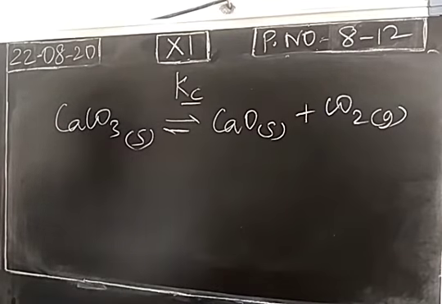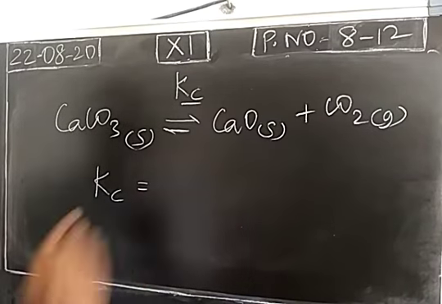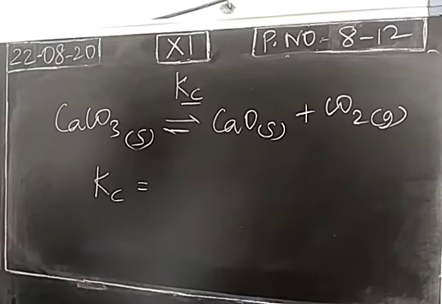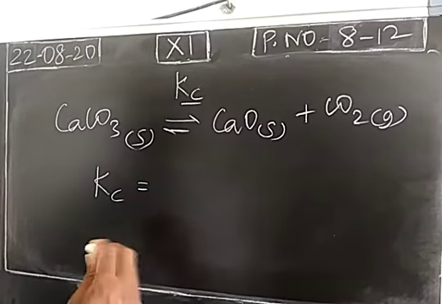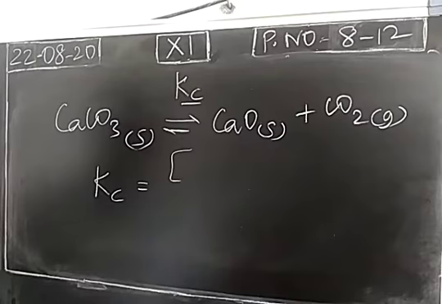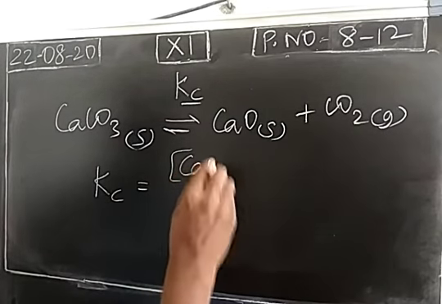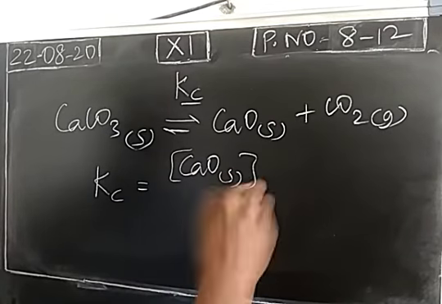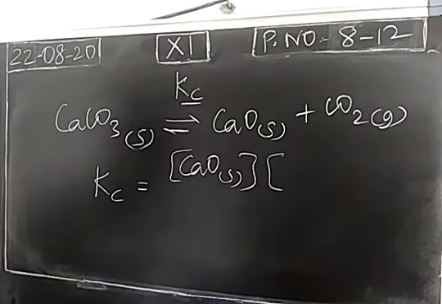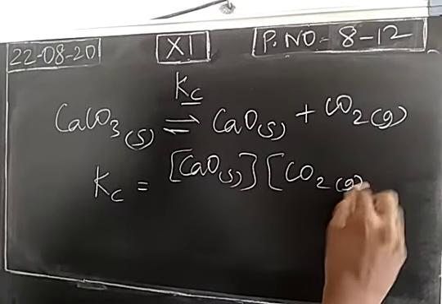We know that equilibrium constant Kc is the ratio of product of concentration of products to the product of concentration of reactants, and each concentration term is raised to certain exponential power. So already we studied this. What is the equilibrium constant? So we know the definition. So this is the ratio of concentration of products. So what are the products? Calcium oxide, a solid substance, and one more product, carbon dioxide gas.